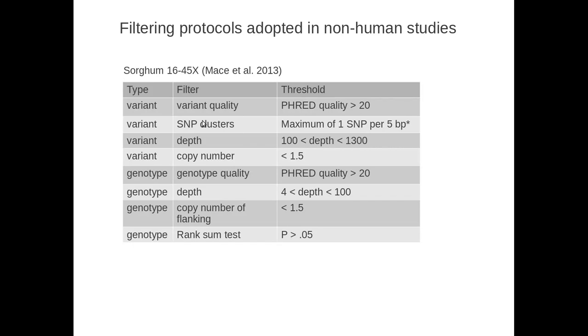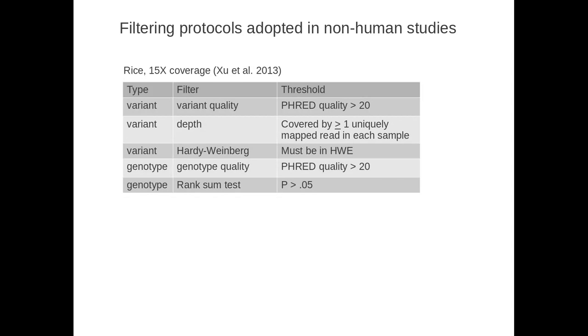They removed regions that had a lot of SNPs in them. So if you had more than one SNP within a 5 base pair interval, then that interval was excluded, et cetera, et cetera. So people are using these filtering strategies because they suspect that these artifacts are introducing dramatic problems in their SNP calling.